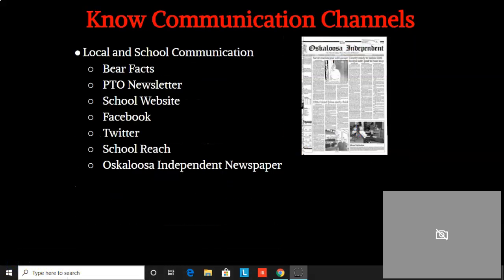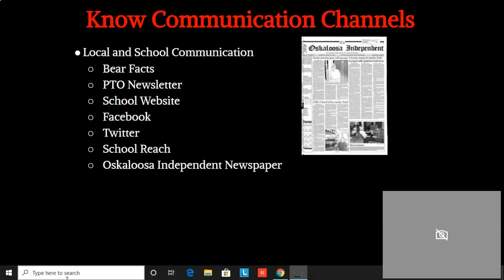We have a variety of communication channels in the community. We're not big enough to have a news channel by any means, but occasionally we are on the Topeka News. We have a newsletter that goes out weekly on the elementary side called Bear Facts. That also has any community events going on in there as well. We have a monthly PTO newsletter.